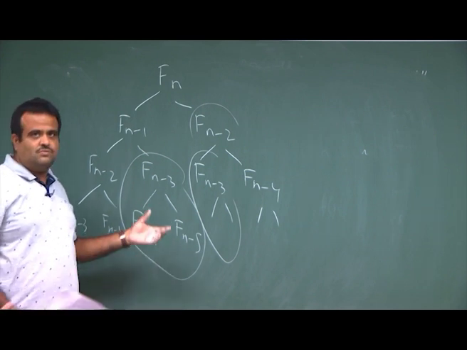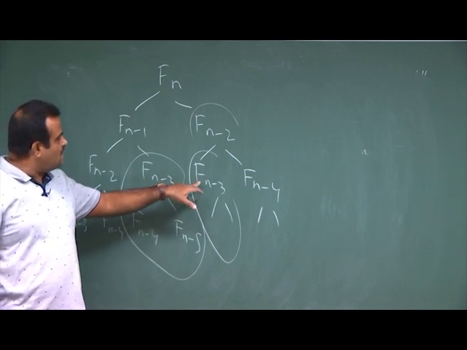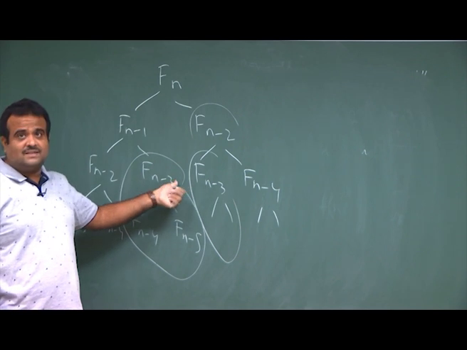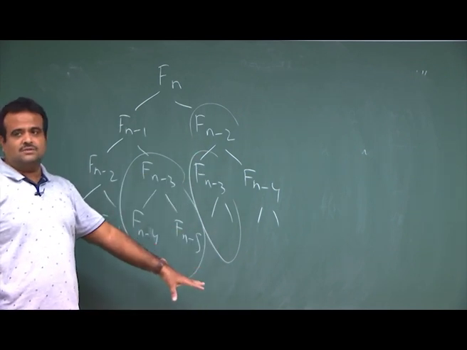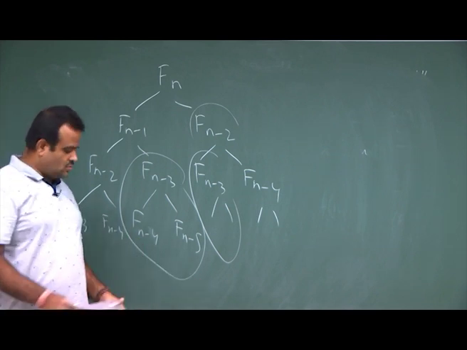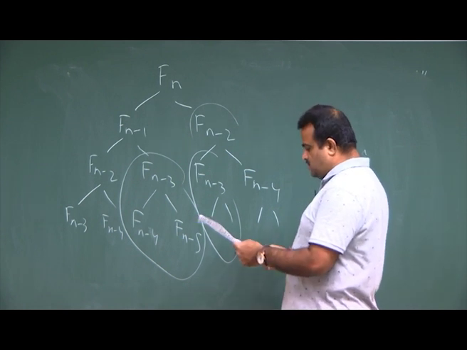So, we are memoizing: once we calculate this, we store it in the dictionary. Now, when we need this value again, we look at the dictionary, and since we already have it, we will not execute this calculation. That way we are saving time. So, basically how many non-memoized calls do we have to make?